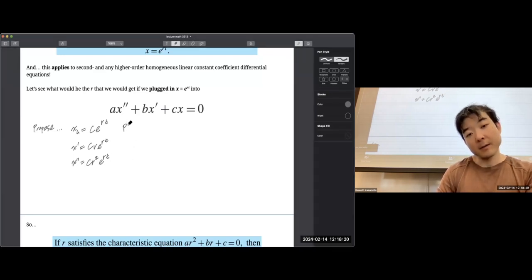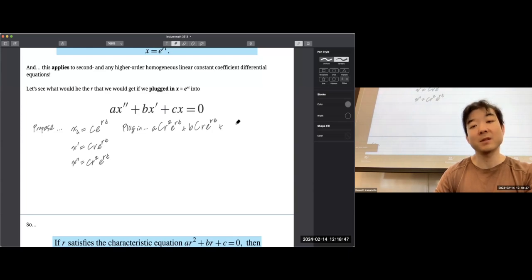And then we plug it in. Of course, the second derivative, there's an a in the front, so I'll say a times this thing, which is the capital C r squared e to the rt, plus the b is going to have a multiplication with this first derivative, capital C r e to the rt, plus the c. Okay, so it's confusing, but this is a little c, so I'll make it really small. And then this is a capital C e to the rt. And this has to equal 0.